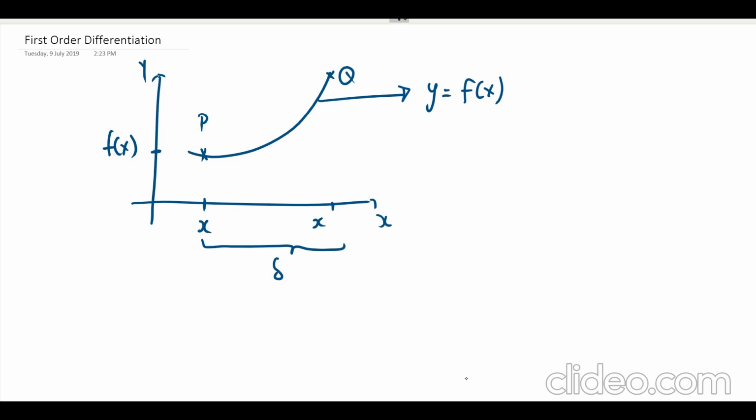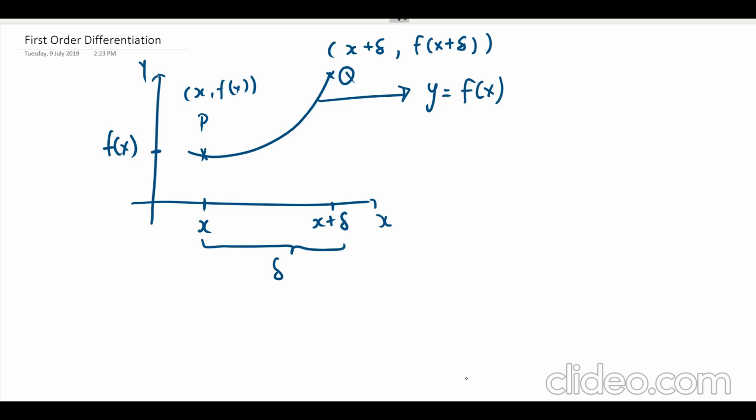Now, let's say that the x coordinate of Q is delta away from P. So this would make it x plus delta. The coordinate of P is (x, f(x)), and the coordinate of Q would be (x plus delta, f(x plus delta)). Why do we make it a little bit complicated? This is called the general form, so that you will be able to solve all forms of first order differentiation when you have the general form.